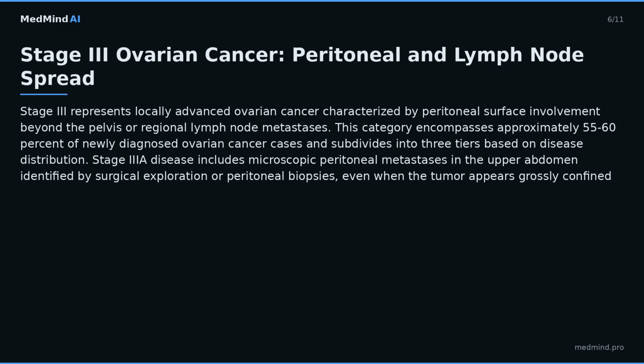The identification of peritoneal spread transforms ovarian cancer from a localized pelvic malignancy into a disease requiring systemic chemotherapy as a cornerstone of treatment. Accurate stage 3 classification hinges on thorough surgical exploration of the entire abdominal cavity and systematic assessment of peritoneal surfaces and lymph nodes, which influences both prognostic counseling and treatment intensity.